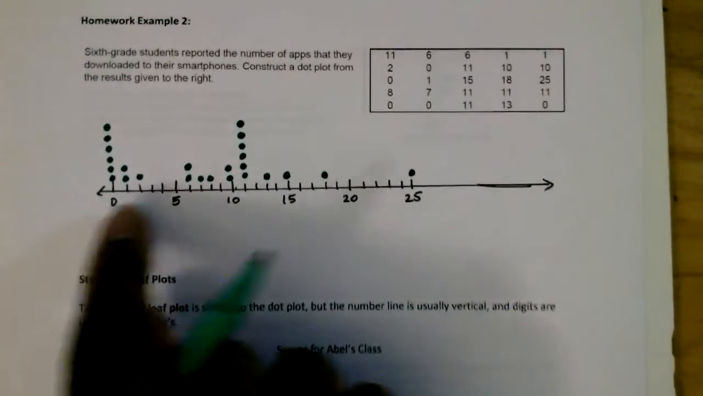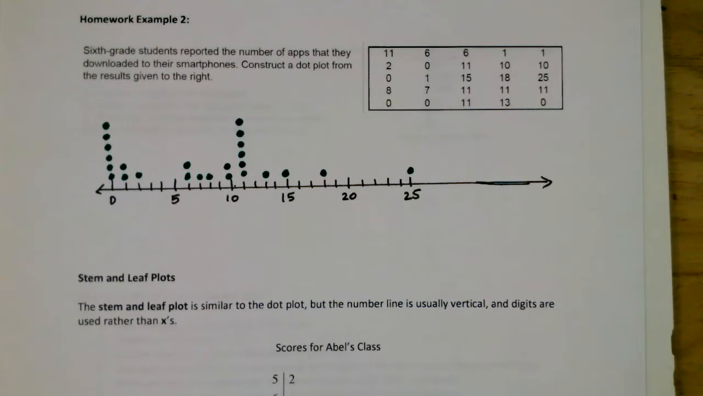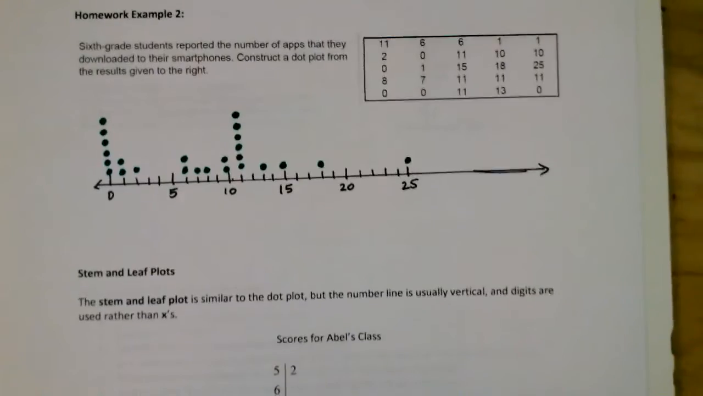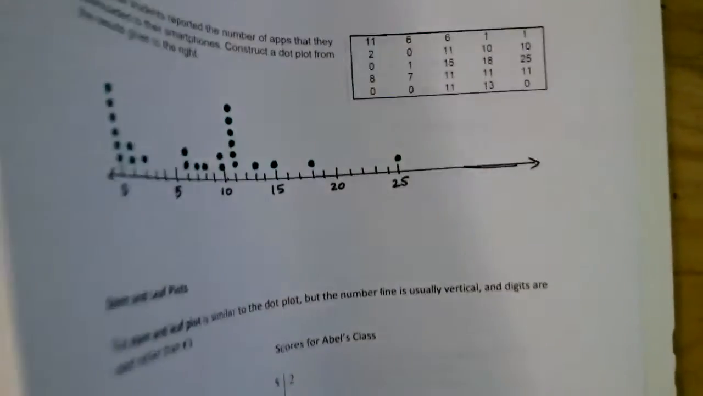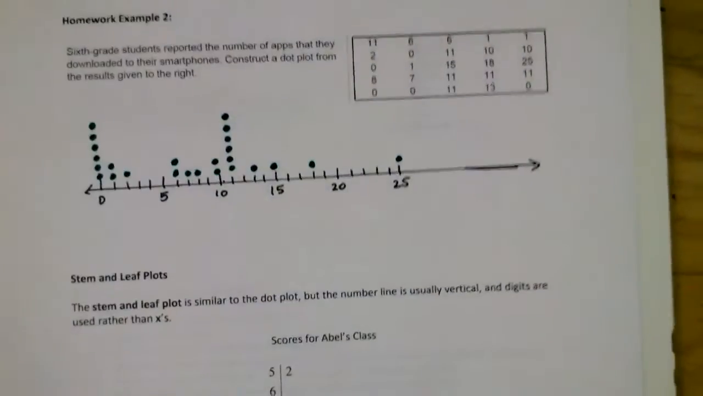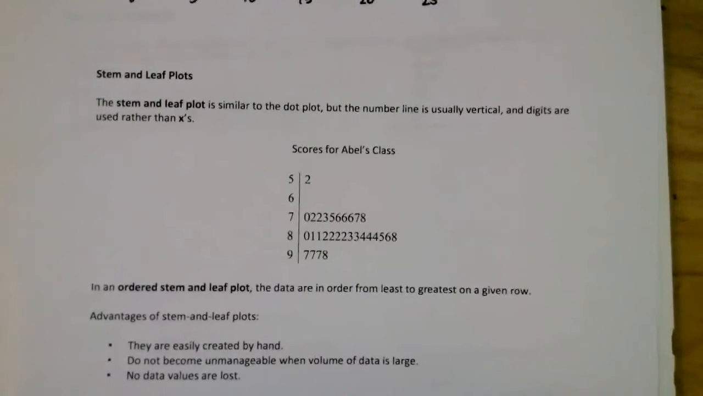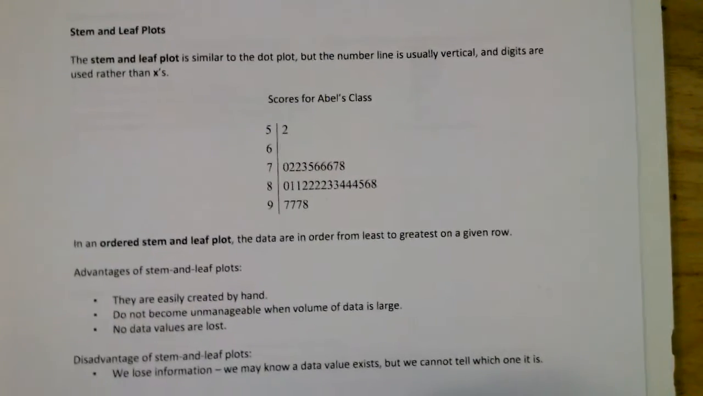I can see here that the most frequent numbers, the ones that have the most dots, are at 0 and at 11. Okay, that's what we call the mode. In some cases you may have more than one mode, or you might have no mode at all. Again, that will be discussed in section 10.4. Okay, but this is how we draw the dot plot for this situation. All right, next we have what they call a stem and leaf plot.